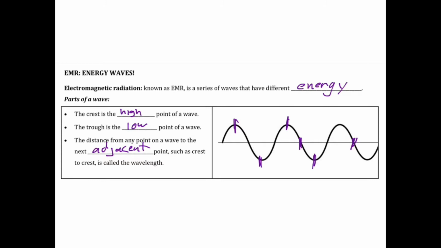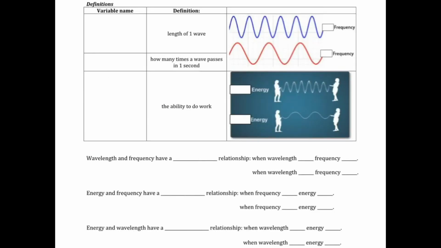The way I think about it is, if you choose a point, any point, let's say I choose this point. When does the wave start to repeat itself? It starts to repeat itself right here, and this would be the wavelength. So it's the length that it takes the wave to start repeating itself. All right, so let's talk about these different variables. The first one is wavelength, and that is the length of one wave.